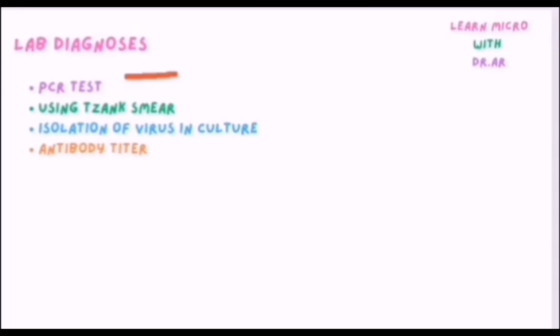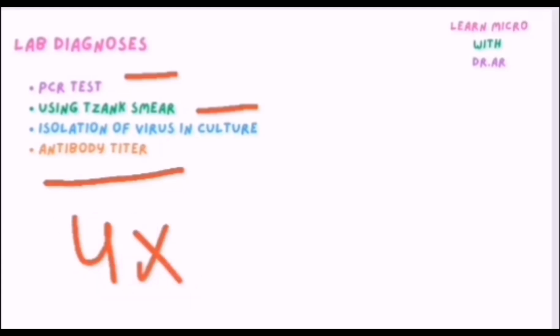In case of lab diagnosis, you can do a PCR test, you can do a Tzanck smear, you can isolate the virus in culture, and also you can use antibody titer. What you will do here is see the antibodies against the infection. If the antibody titer rises more than 4 times, then it can indicate that the virus or the disease is there. So you can know that the Varicella Zoster virus invaded there.